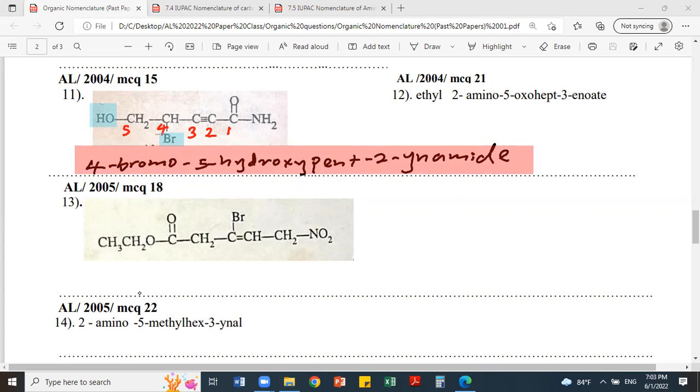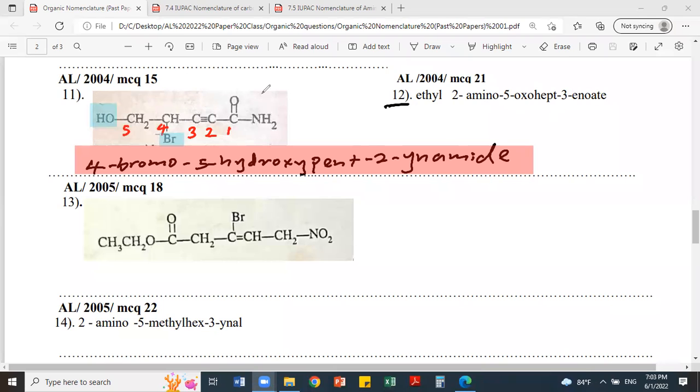Then the 13th one. Before the 13th, there's this one. You have to build the structure for this question, the 12th one. Can you do it alone? Most of the papers give the structure and you have to write the name, but sometimes they can give the name and ask you to draw the structure. Can you build the structure for the 12th one? That is 2004 A level. Yes, you had to draw it.